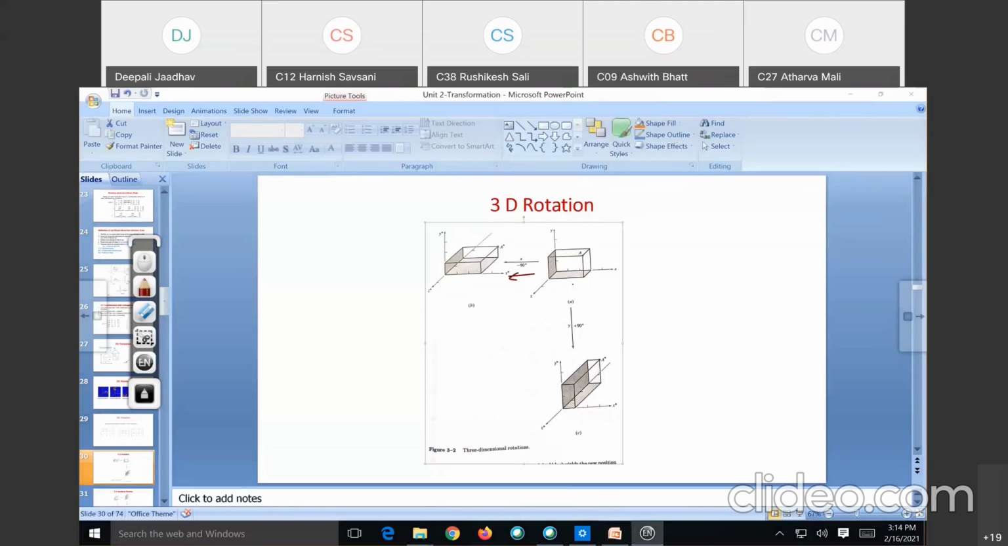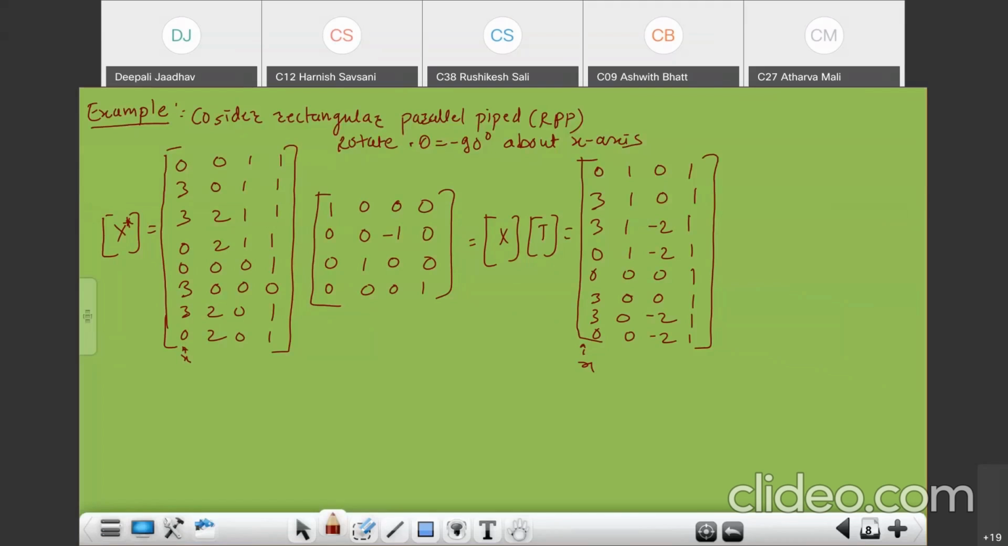Similarly, if we rotate by plus 90 about y, theta is equal to 90 degrees about y. Then if we multiply this with the transformation matrix, it is 0 0 minus 1 0 for the y-axis. So the y rotation changes the x-axis coordinate.